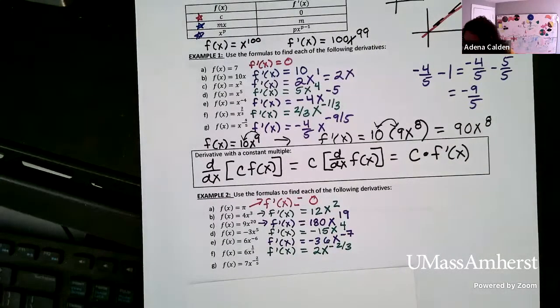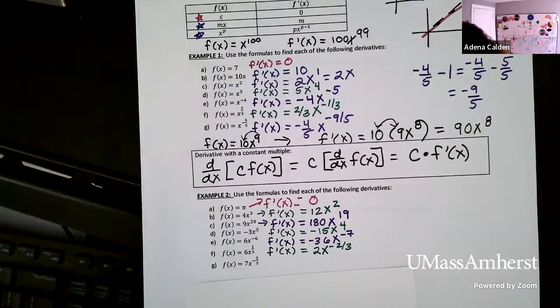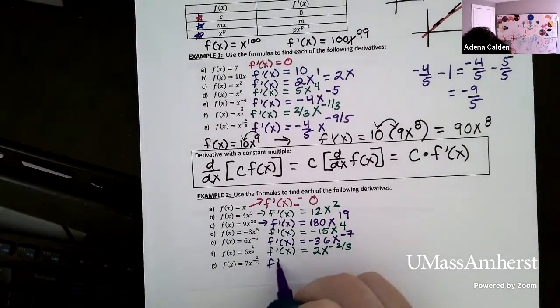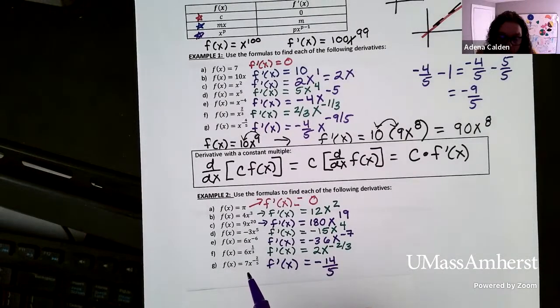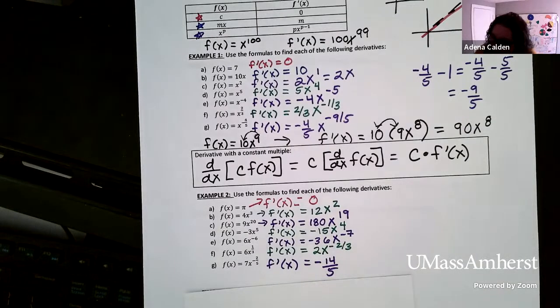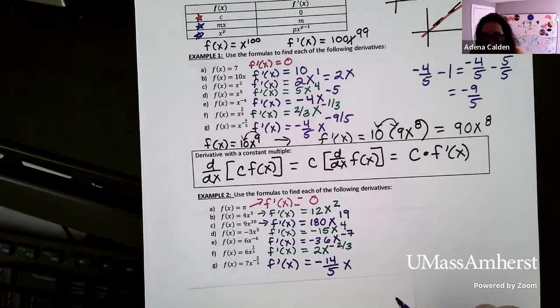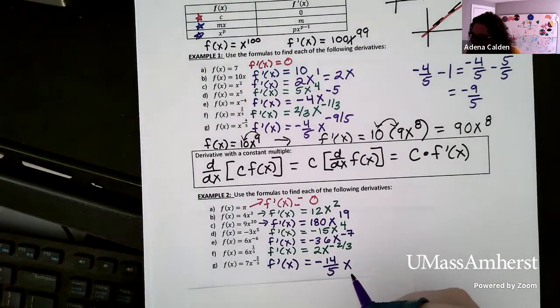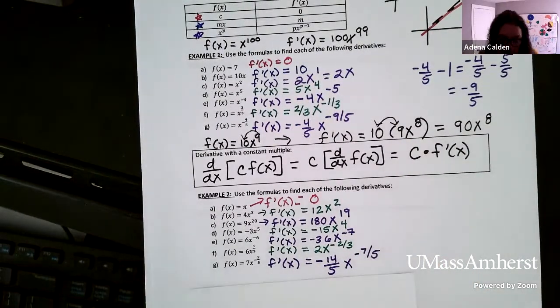So then finally, the last one, we have 7x to the negative 2/5. So the negative 2/5 is going to come out and it's going to multiply our 7 here. So we're going to get negative 14 fifths. So remember, if you have a constant and you are multiplying by a fraction, that constant multiplies into the numerator. And then we subtract 1 from the power. So negative 2 fifths minus 1 is the same thing as negative 2 fifths minus 5 fifths, which is going to give us negative 7 fifths.